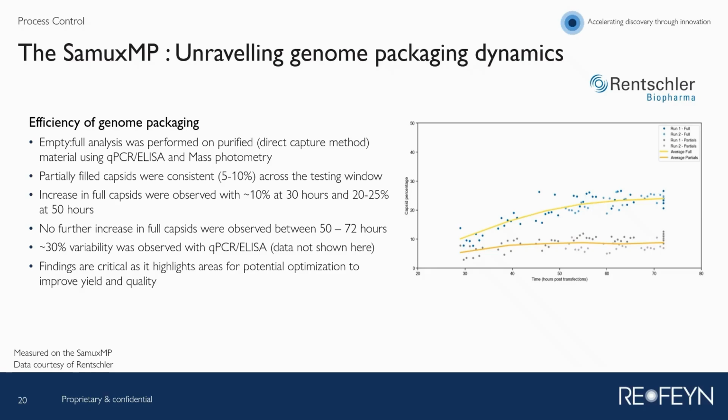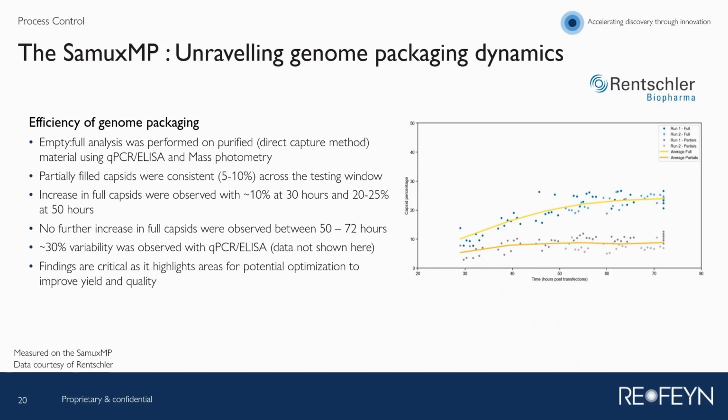If you look at the graph on the right, you have the two shades of blue dots which represent full capsids across the whole testing window, coming from run 1 and run 2. Similarly, you have two shades of gray which represent partial capsids from run 1 and run 2, and the different shades of orange lines representing the trending of each of those capsids. Looking at the data, you can see that partial capsids showed very little variability across the whole testing window. They were very consistent, with about a 5 to 10% difference.